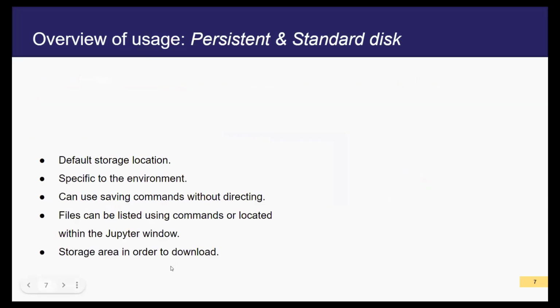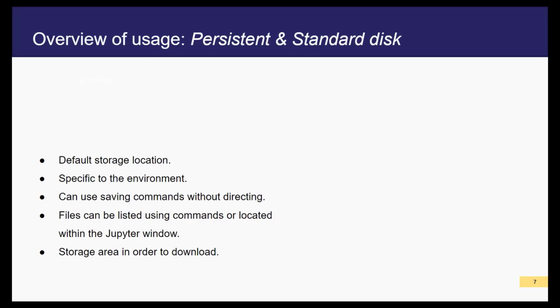And now I'm just going to give a couple different pieces of the overview and the usage of the persistent disk and the standard disk. Like I said before, functionality wise, these two match up. They basically are the same thing, except that the persistent disk is permanent storage. The standard disk goes away when you delete your environment. So I can talk about these basically as one and the same. They both are the default storage location. So if you don't direct the file anywhere else, it's going to automatically go to the persistent disk in a standard environment, or it's going to go to the standard disk in a data proc environment. It is specific to that environment. And then yes, you can use saving commands without directing.